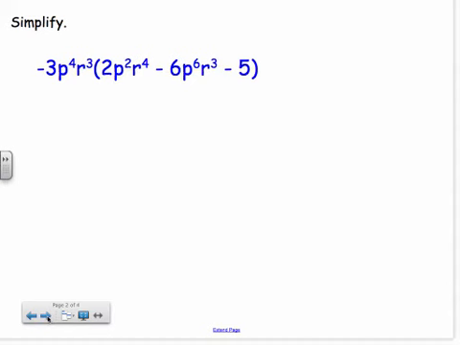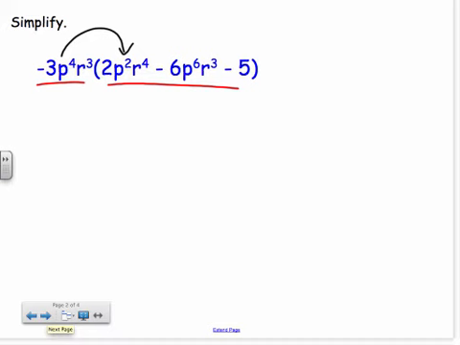So I have a monomial on the outside, my negative 3p to the fourth r to the third, all multiplication there. And I want to multiply that entire monomial to this polynomial. Okay? And it's just like the distributive property. I know there's a lot of information there, but we're just distributing. So if I take a look, I'm going to distribute this negative 3p to the fourth r to the third to my first term, that 2p to the second r to the fourth. Well, I'm just multiplying everything, right?